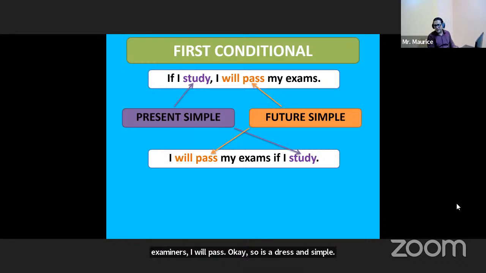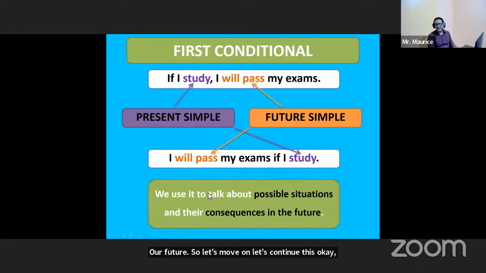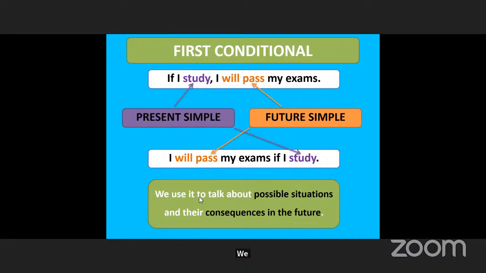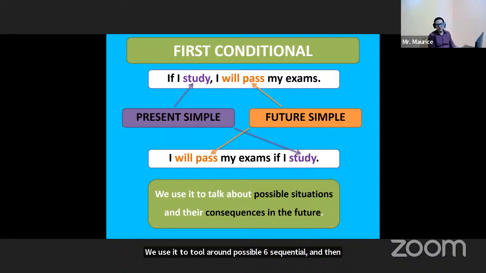So let's move on. Let's continue this, okay? Let me see. Natalia, could you please read this for me? We use it to talk about possible situations and their consequences in the future. Thank you. You see? Posibles situaciones y consecuencias en el futuro. ¿Ok? Eso es el uso de first conditional.